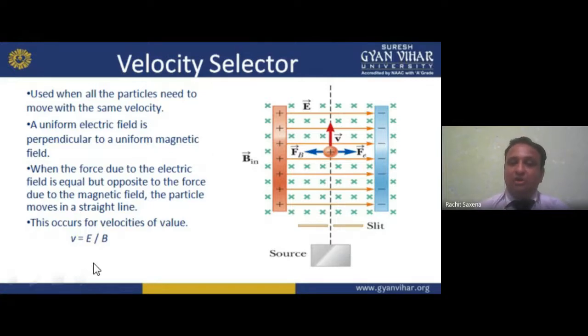We can also call this E upon B, where E is the electrical field and B is the magnetic field. The ratio of these two gives us what? The velocity v, which gives you the velocity. Why do we have this velocity? Because the particle moves straight. We have this straight construction, and due to this balance it keeps moving, so that we get the velocity. I hope you understand this.